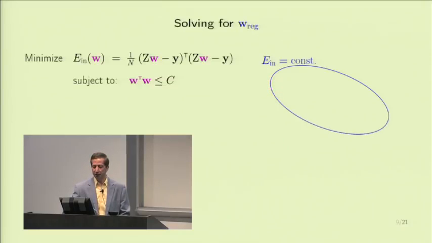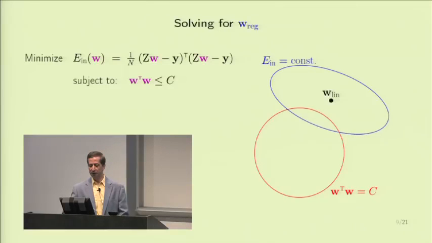When you look at the constraint, it tells you to be inside this circle. So let's look at the centers for these. What is the center for the contours? Well, the center is the minimum possible in-sample error you can get without a constraint, and that we already declared to be W_lin, the solution for linear regression. That is where you achieve the minimum possible E_in, and as you go further and further, the E_in increases. And now here's the constraint. What is the center of the constraint? Well, the center of the constraint is the origin, just because of the nature of it.